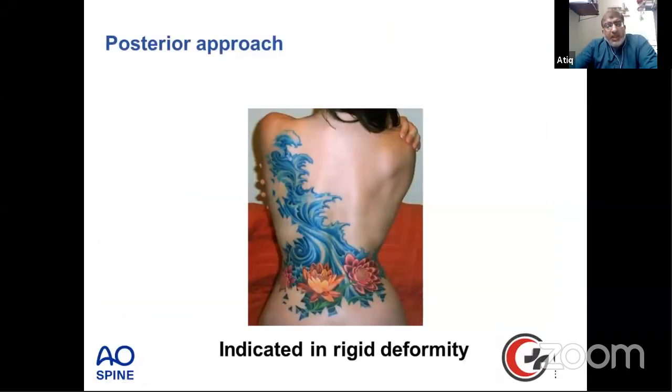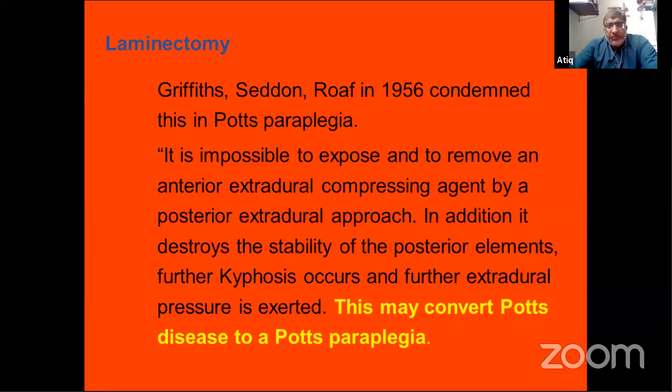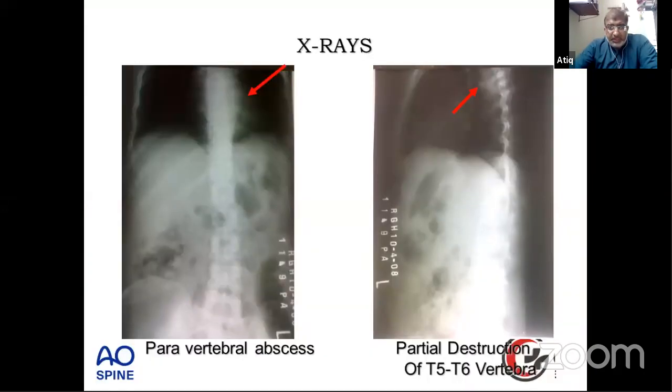The other approach is the posterior approach. Right? In the posterior approach, one thing is the laminectomy. But remember that laminectomy can convert Pott's disease to Pott's paraplegia, because the anterior part of the spine is already involved. And if you destroy the posterior segments and the posterior parts of the spine, it will basically minus one segment of the spine, and that can cause deformity and then paraplegia.